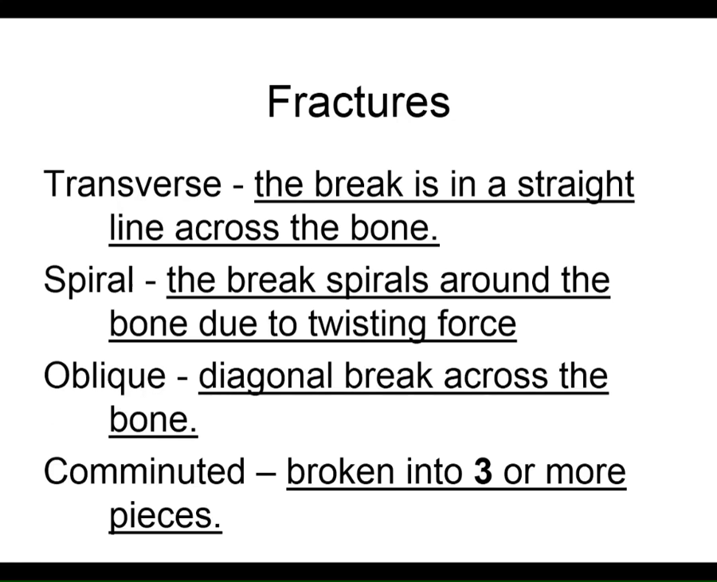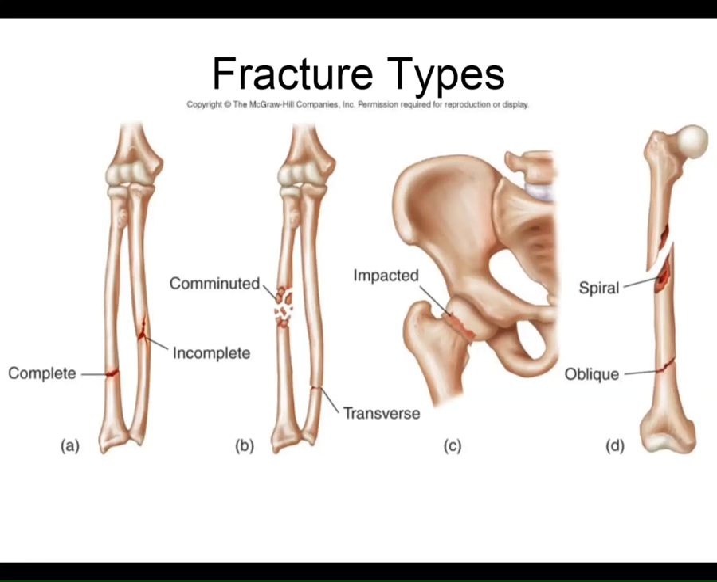Oblique is going to be any sort of break at an angle, okay, an oblique angle. And then finally, comminuted simply means that the bone didn't break into just two pieces, but three or more pieces. So it gets shattered, or there are many little fragments involved. That would be a comminuted break. So let's take a look at some of these different examples.